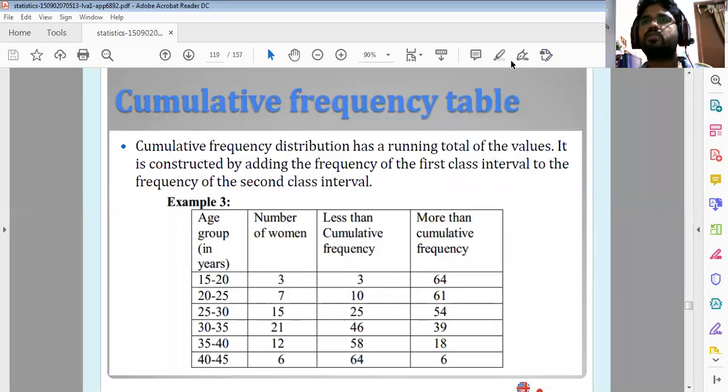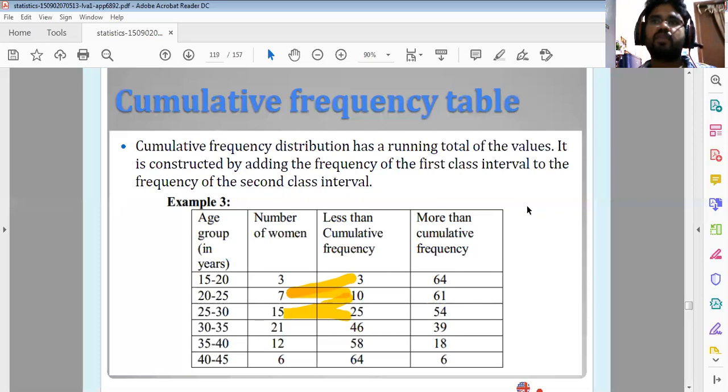Just a minute, I will use that marker. See here, 3 plus 7, 10. Then 10 plus 15, 25. 25 plus 21, 46. Like this is cumulative frequencies.